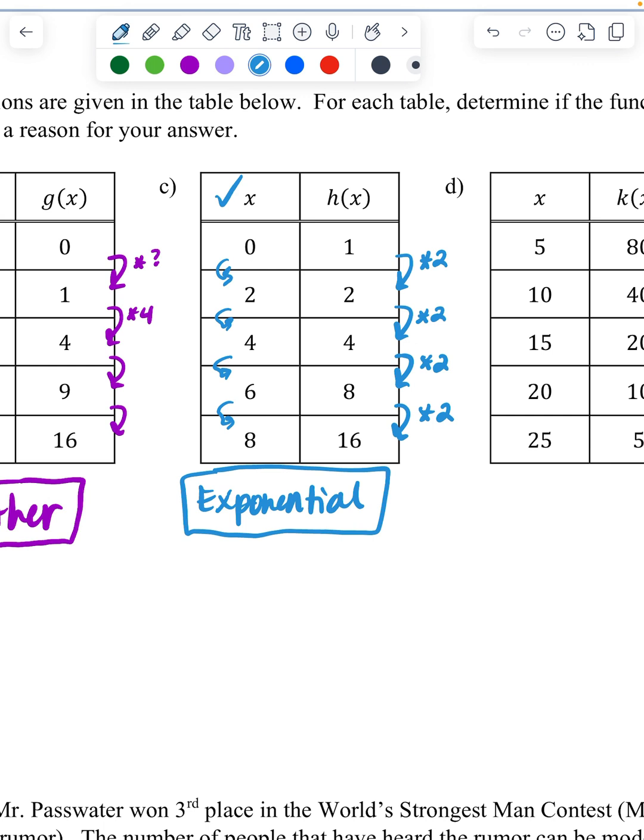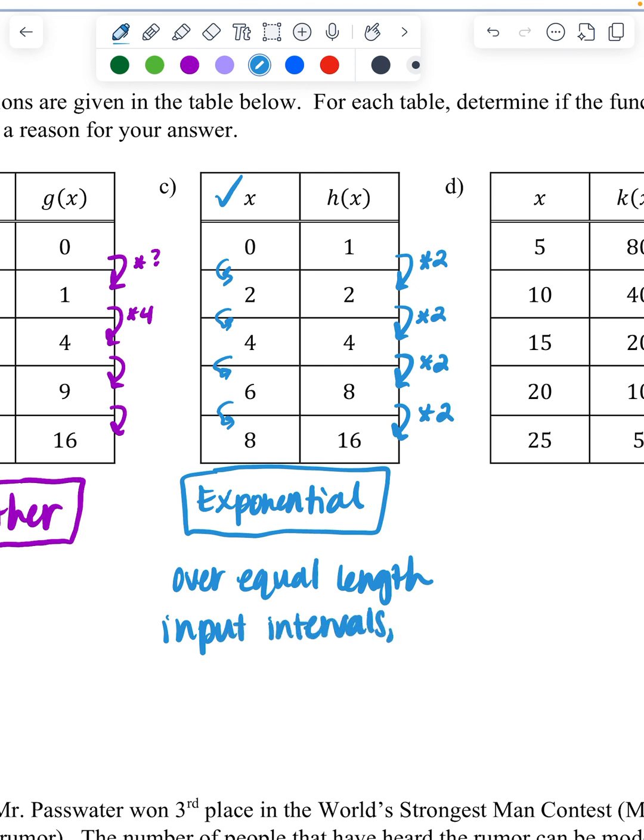And we can justify or give reason and say over equal length input values, or excuse me, input intervals, the output values change proportionally.